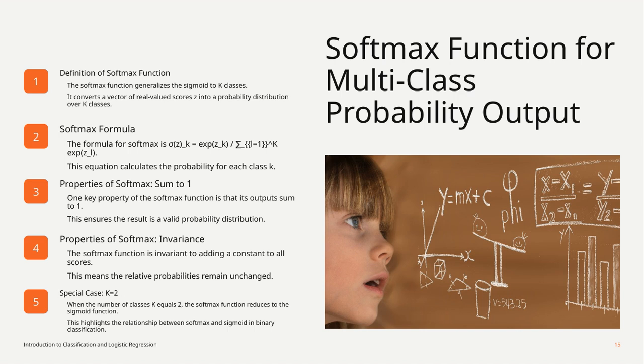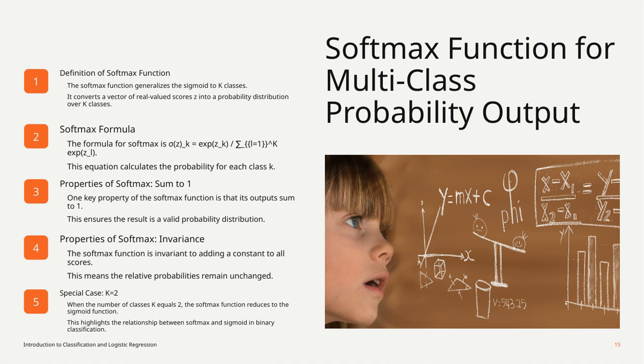Another crucial property is that the outputs of softmax always sum to 1. This makes sense because we're dealing with probabilities, and probabilities must add up to 1, ensuring that our model's outputs are valid probability distributions. Now, the formula for softmax is quite straightforward.